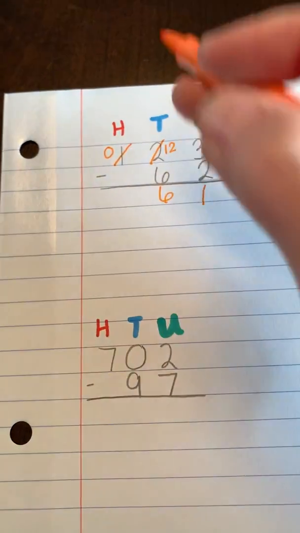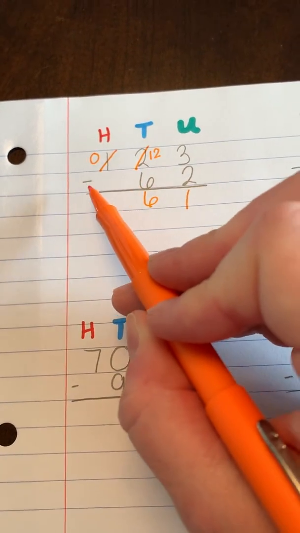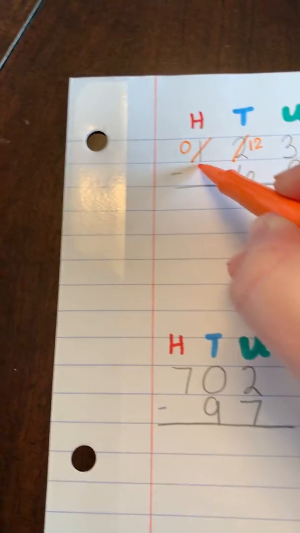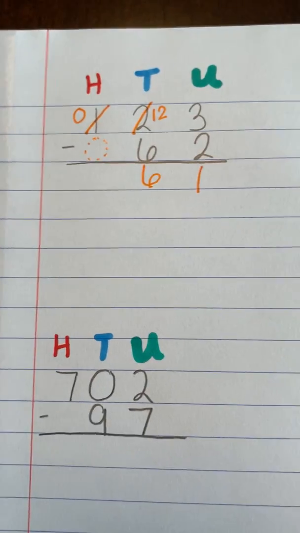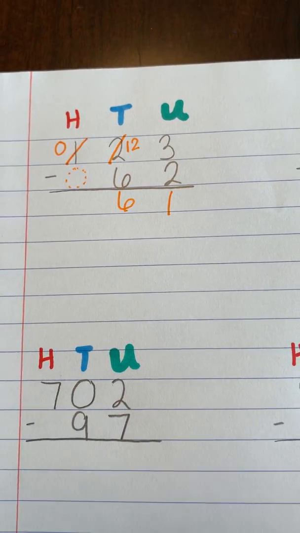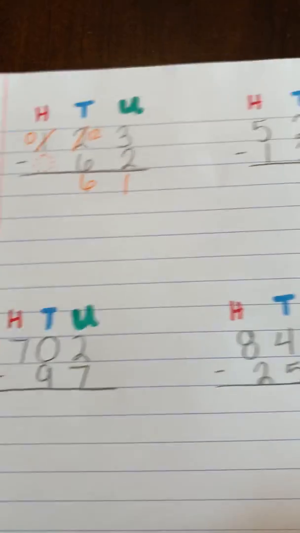Now, if it confuses you not having a number in your equation, you can make a little dotted line 0 to help you remember that that's actually a 0. Sometimes it throws people off.